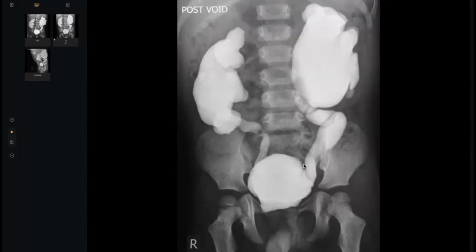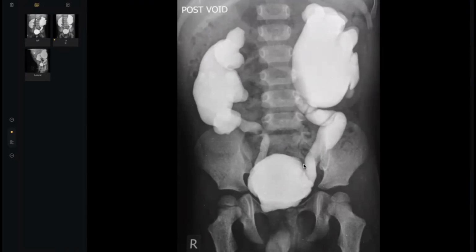Tell me, what is your differential in general? Sir, my differentials would include posterior urethral valves and neurogenic bladder, and other differentials would include some stenosis in the posterior urethra. Posterior urethral valve, neurogenic bladder, and bladder outlet obstruction due to some stricture.